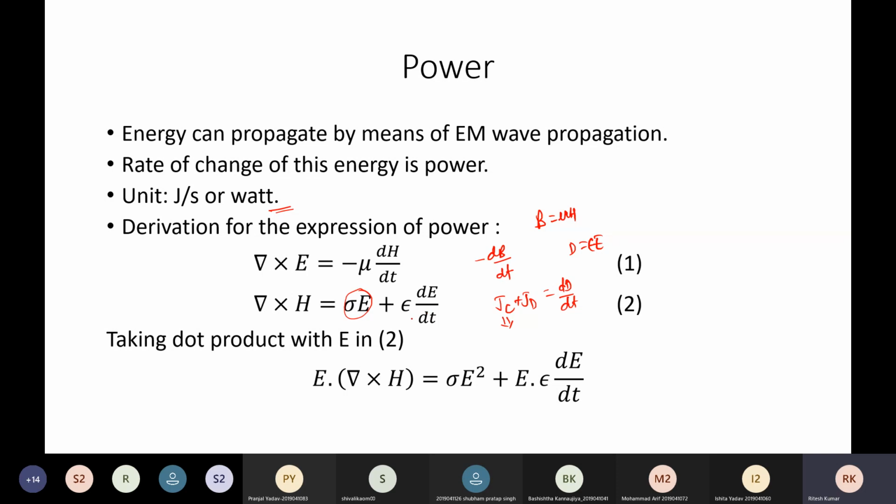Now if we take the dot product with E in this equation, both sides we are taking the dot product with the electric field. So see here, on the left hand side we have taken the dot product, and also on the right side we will take the dot product. So E dot E is what? E square, and E dot this term has been written here.